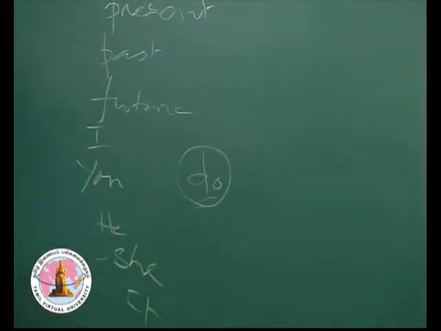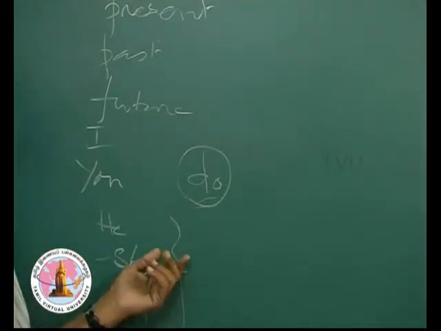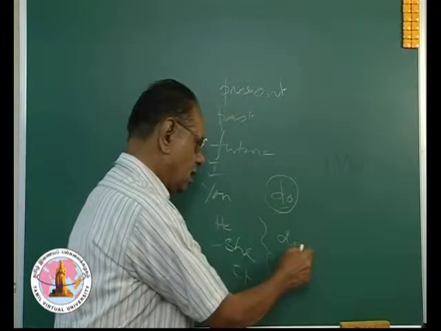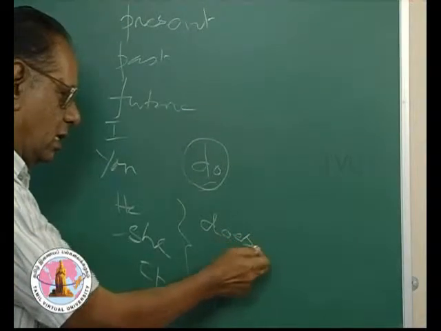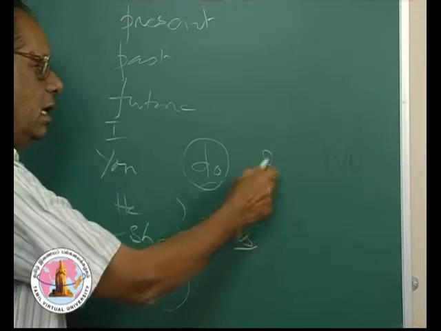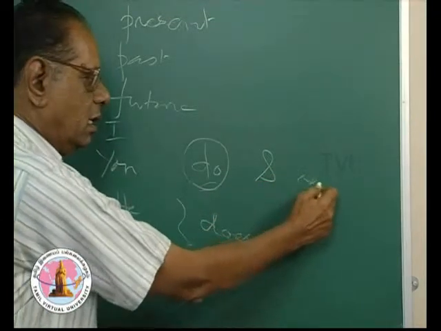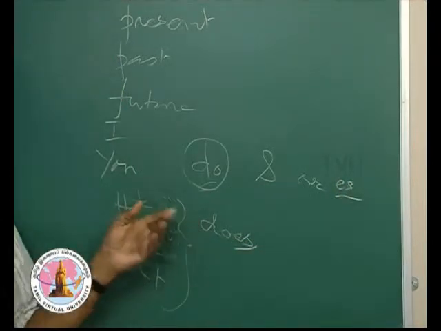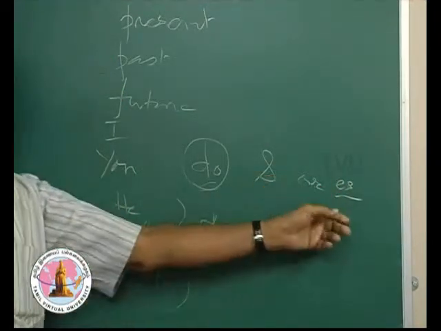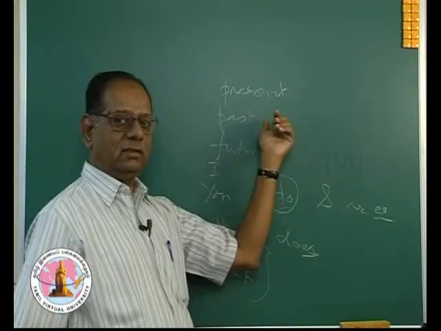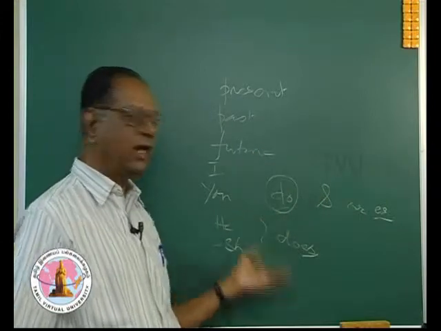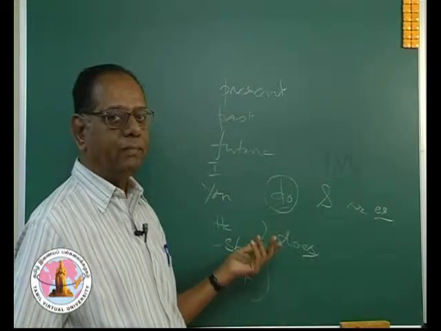Except the singular of the third person. So there it takes s or es. The third person singular takes s or es in the present tense along with the verb. This is a change we find in English.